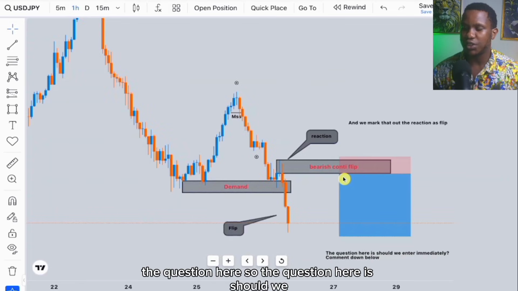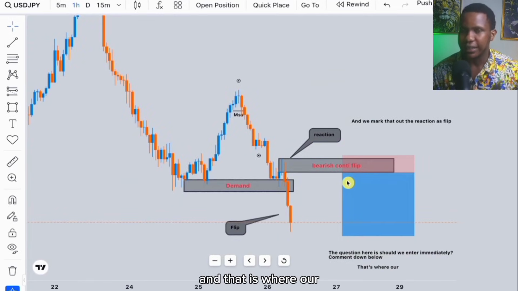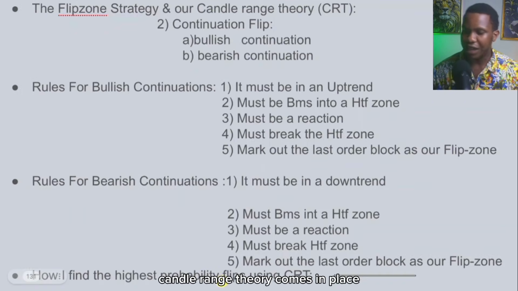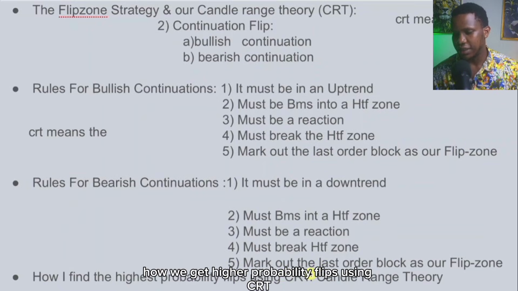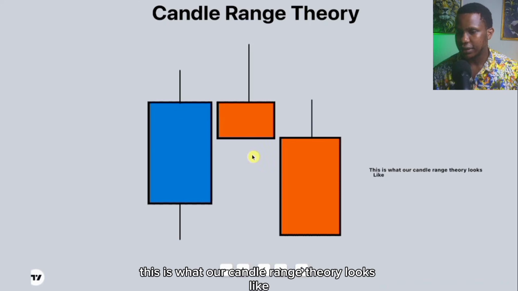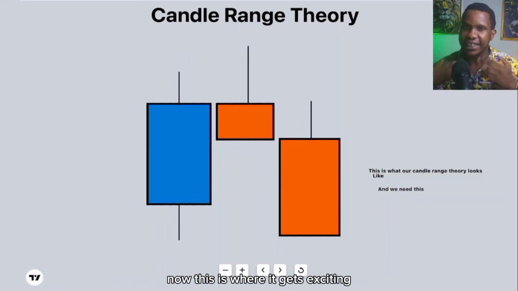So the question here is, should we trade immediately? Comment down below. And that is where our candle range theory comes into place, how we get higher probability flips using CRT. This is what our candle range theory looks like. Now this is where it gets exciting.